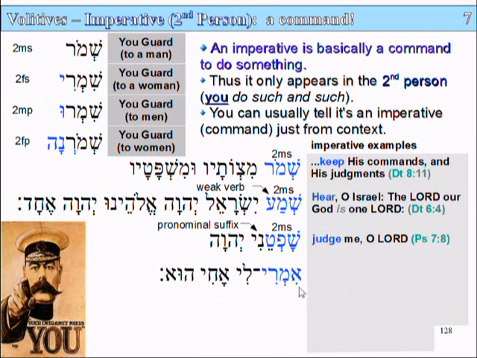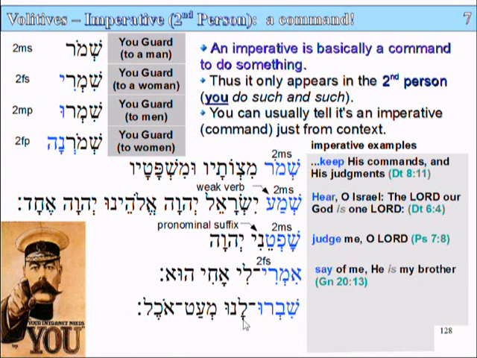Okay, this one. Imri li achihu. Say of me, he is my brother. Say of me, or to me, or for me, achihu. My brother is he. Imri li achihu. So Imri is the second person feminine singular. This one here.